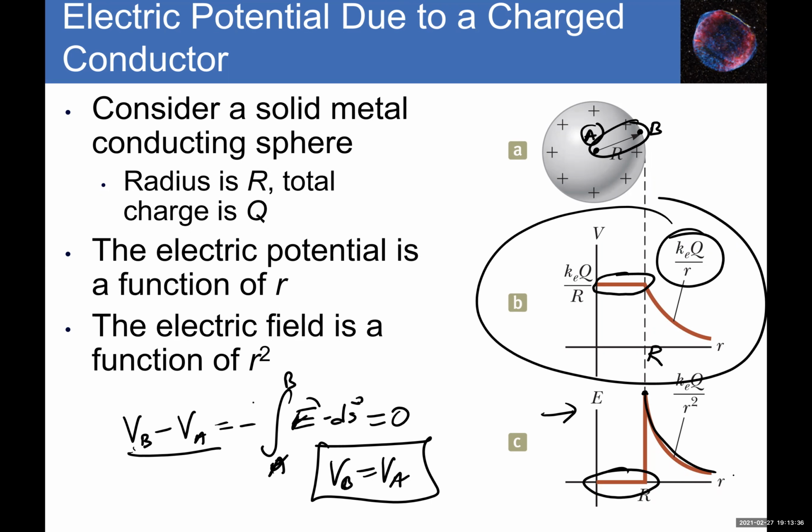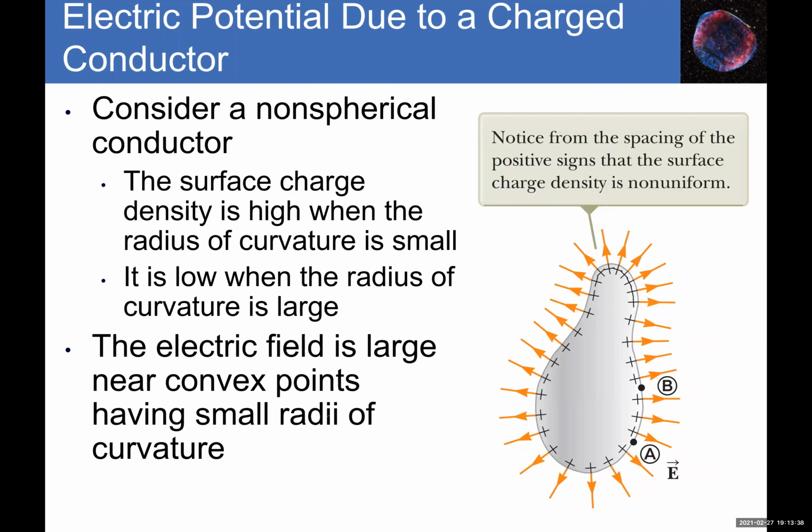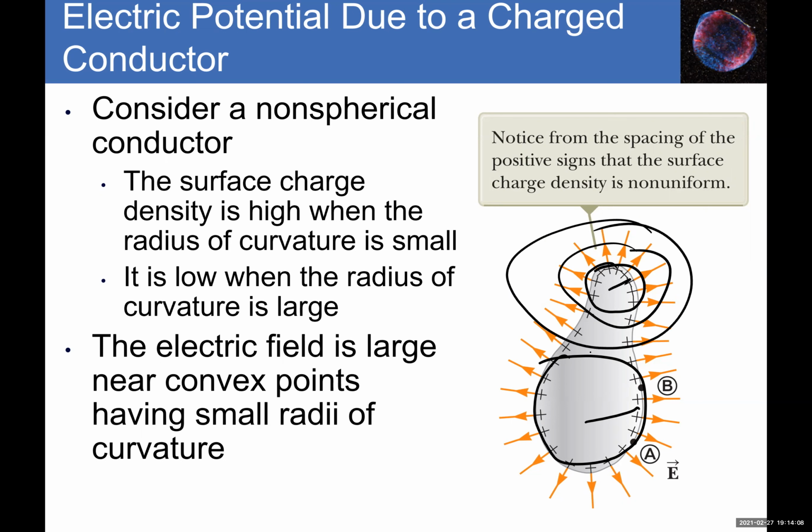Okay. Now we'll have here a non-spherical conductor. You can see that the surface charge density is high when the radius of curvature is small. That means, for example, if I break it down into smaller curvatures like this, say this is a smaller radius, this is a larger radius, which means that the electric field magnitude will be larger. The electric field is large near the convex point, having a smaller radius of curvature. That means the electric field magnitude will be stronger here, and weaker in these regions.